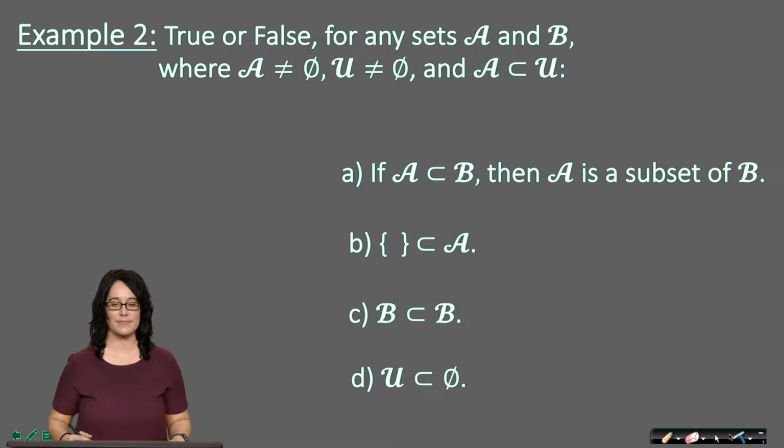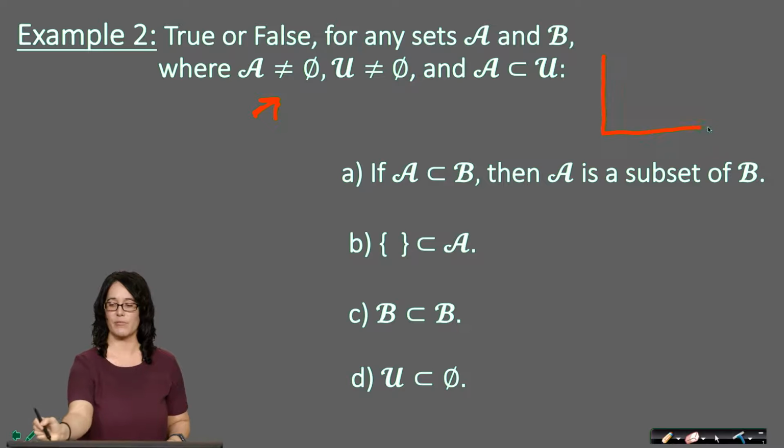Example 2, true or false? For any sets A and B, where A does not equal the empty set. Let's pause for a moment and see if we understand what they're saying. So you have two sets A and B. Now, just to visualize what's going on here, I'm going to use something that we'll talk about in future videos called a Venn diagram.